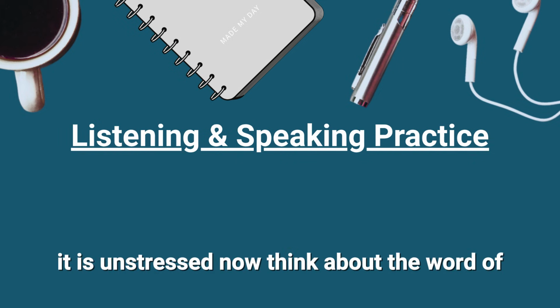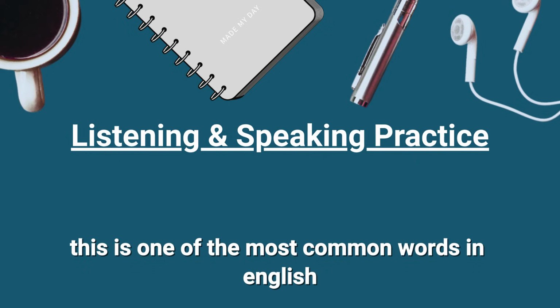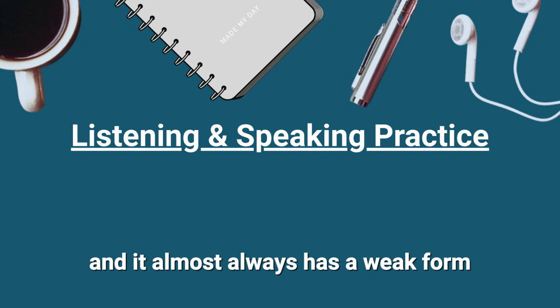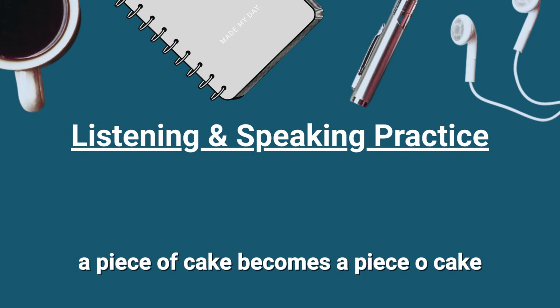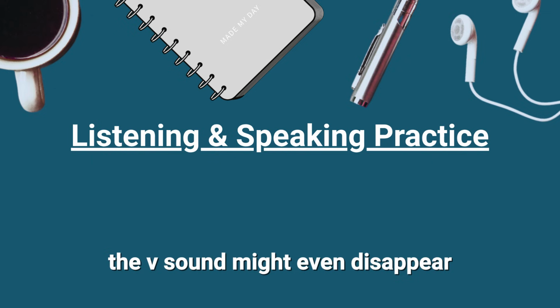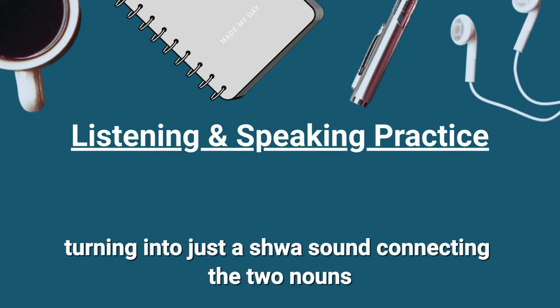Now, think about the word of. This is one of the most common words in English, and it almost always has a weak form. We say a cup of tea, but it sounds like a cup uh tea. A piece of cake becomes a piece uh cake. The V sound might even disappear, turning into just a schwa sound connecting the two nouns.